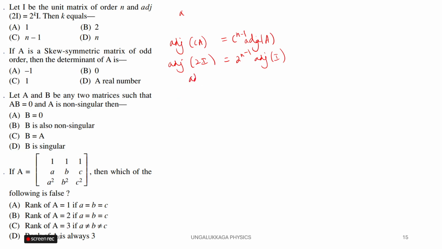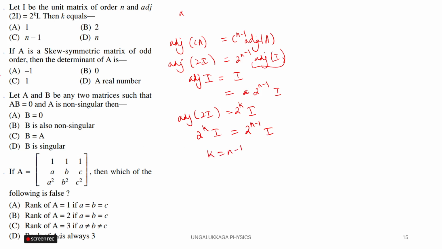Other properties: the adjoint of the identity matrix is equal to the identity matrix. So adjoint of I is equal to I, and 2 power n minus 1 is nothing but I. If I put adjoint of 2I equal to 2 power k I, then we rewrite 2^k I is equal to 2 power n minus 1 I. So k is equal to n minus 1. So option C is correct.